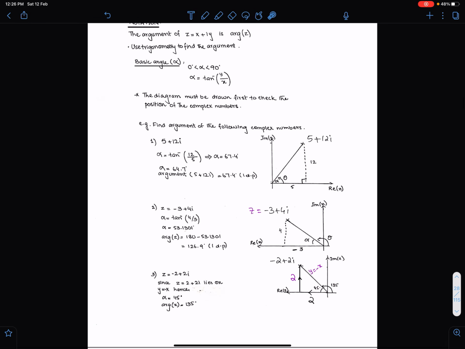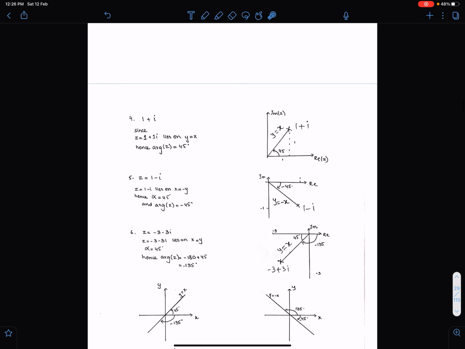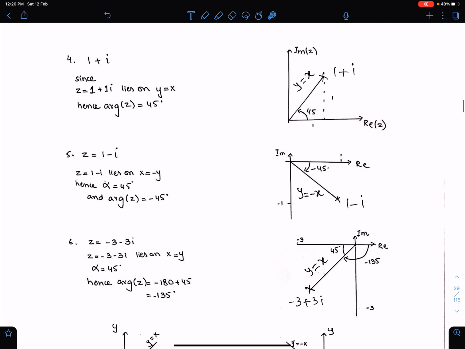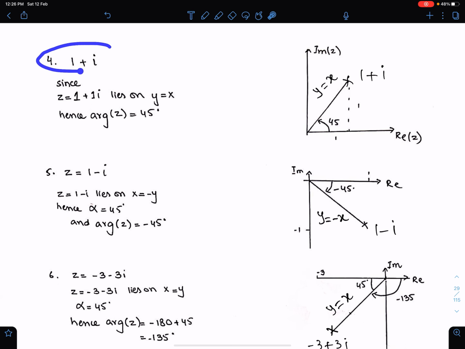So this is the way to find argument of complex numbers. Few more examples. Now we have to find argument of this complex number. Now first sketch it. 1 plus 1i, that means 1 unit right and 1 unit up. So 1, 1. So this is 1 plus i.